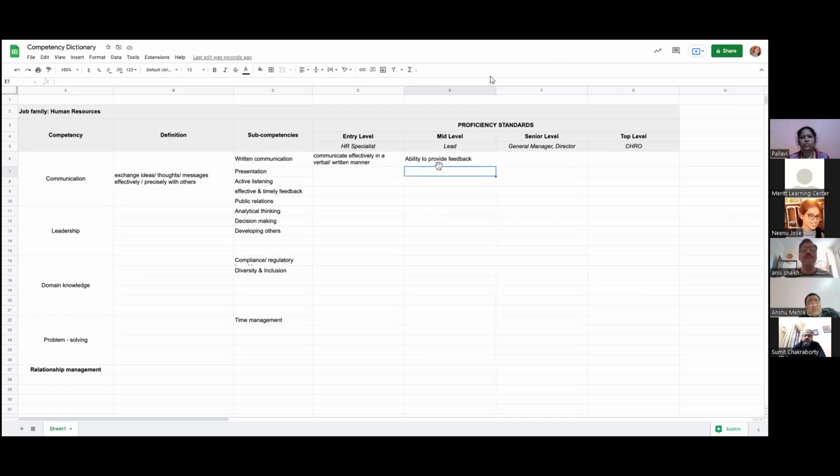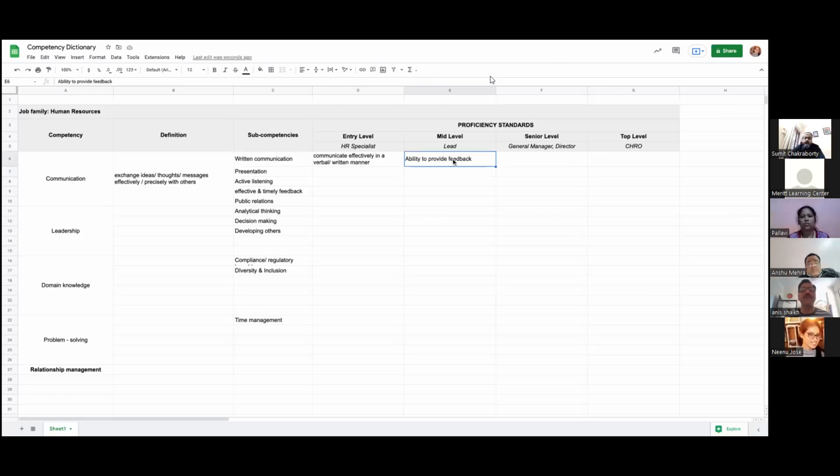No, it's okay. For mid-level, ability to provide feedback. And for senior level, ability to make some value addition in the written communication. Means from their side, some value addition is required. Yeah. Ability to add value in organizational communication, cultural change, policies.